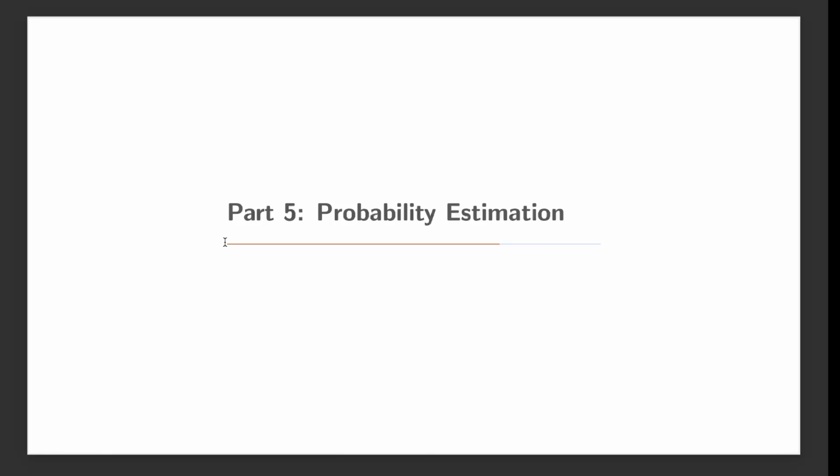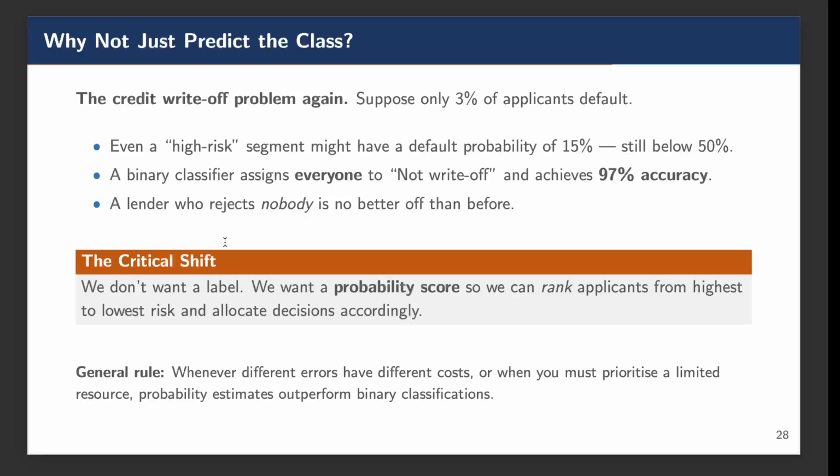Now, let's go to the fifth part, which is on the probability estimation. Now, let us answer this question. Why not just predict the class? In a credit problem where usually only 3% are defaulters, even a high-risk group might only have like a 15% default rate. So a binary classifier would just label everyone as not write-off, which is not helpful for a lender. So we want a probability score so we can rank the applicants from the highest to the lowest risk. Whenever the costs for different errors vary, the probability estimate outperforms simple labels.